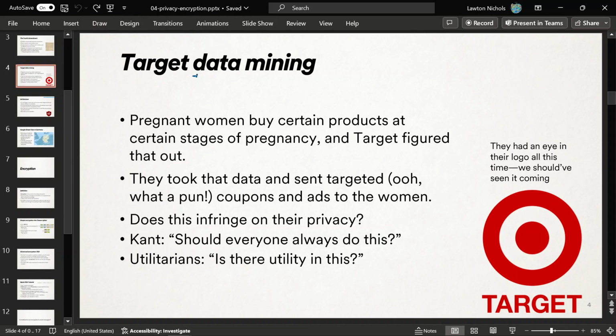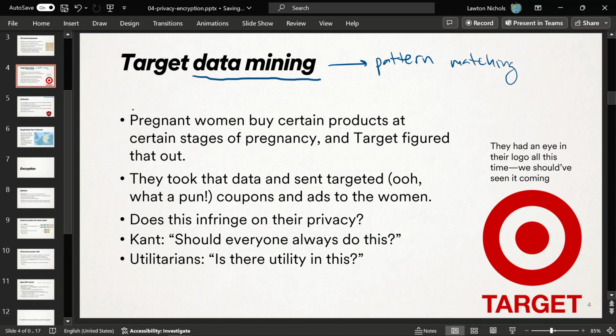Target, the company, did some data mining on the people that shopped at Target. And the word data mining, if you haven't heard it before, is just like when you make a purchase at Target, they know what you bought. They know your credit card number, even if they don't know your name. And then they have the history of what you've been doing, what you've been purchasing. So data mining is just taking a bunch of data and looking for patterns. It's a glorified way of saying pattern matching. Usually with the goal of making money.